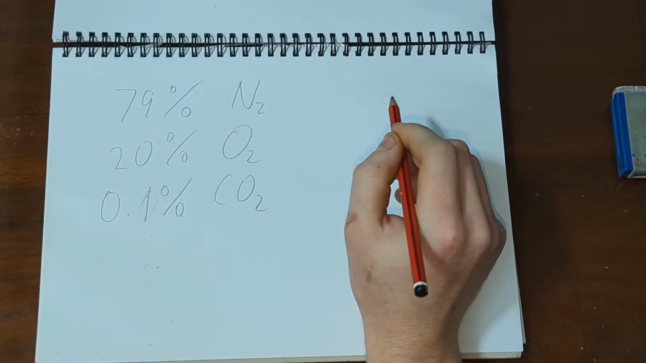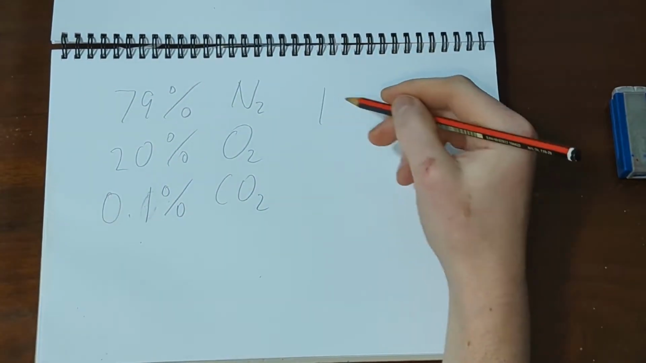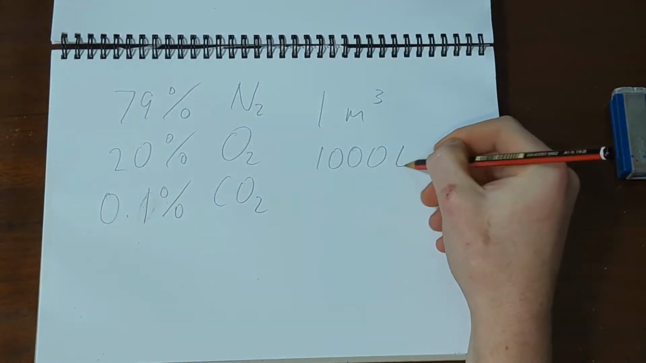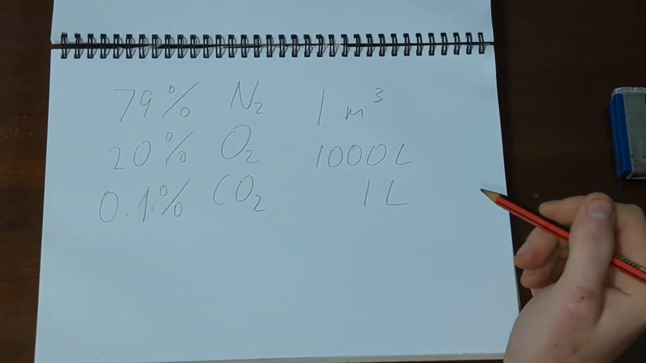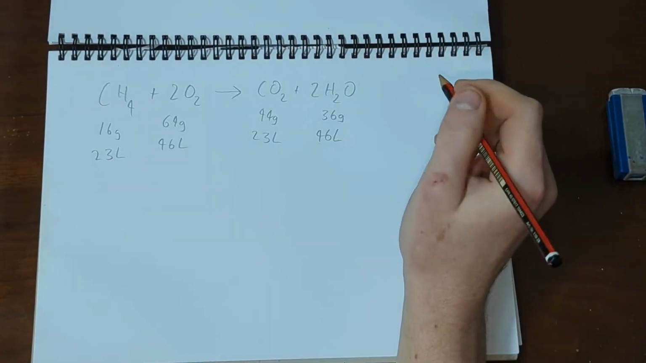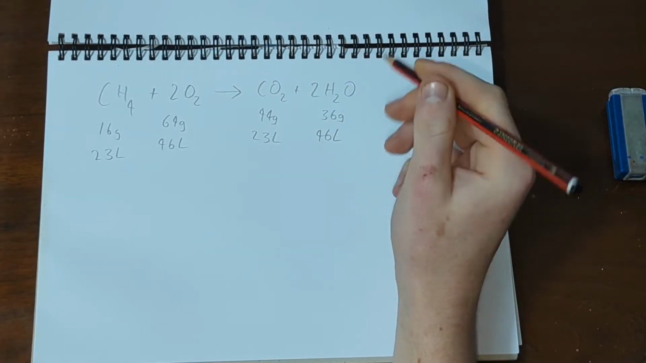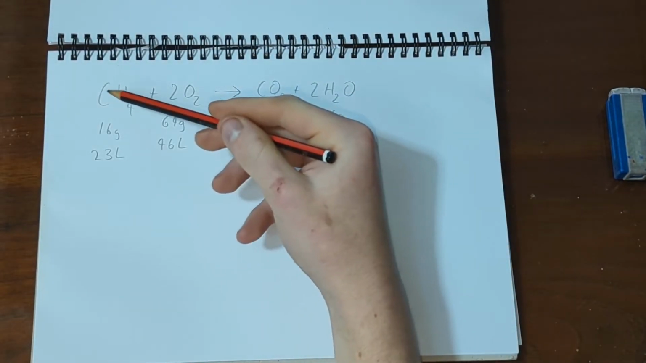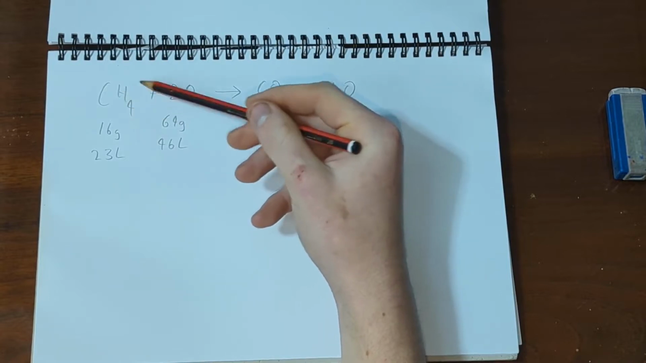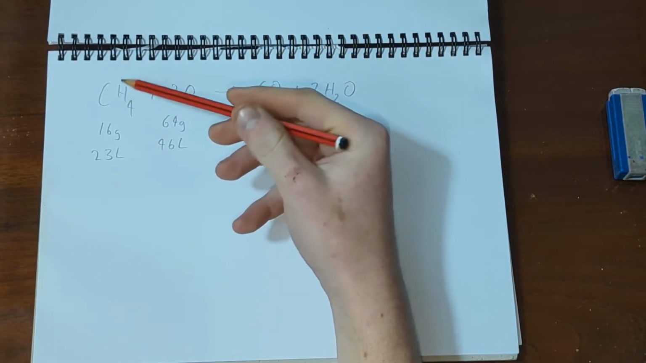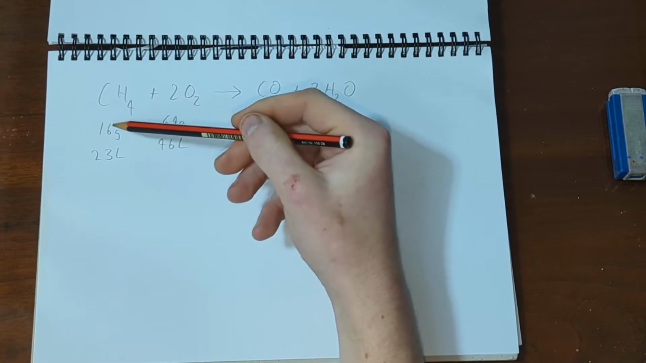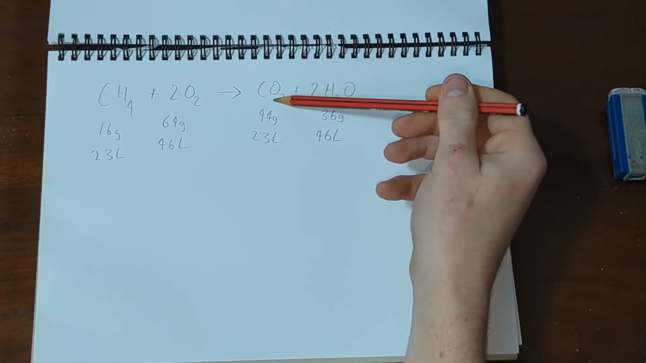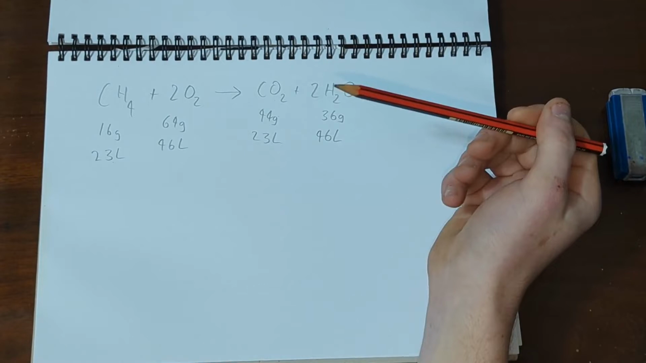Should also put the 2's there. So what does this mean? If you have 1 cubic meter of air, which is 1,000 litres of air, about 1 litre is carbon dioxide. Now, the next thing I'm going to mention is actually something really interesting, which is if you have 1 mole of gas, as mentioned before, CH4, 12 plus 4 times 1 for the hydrogen, so 16 grams of methane, it occupies 23 litres. Now, if you have 44 grams of carbon dioxide, it also occupies 23 litres.